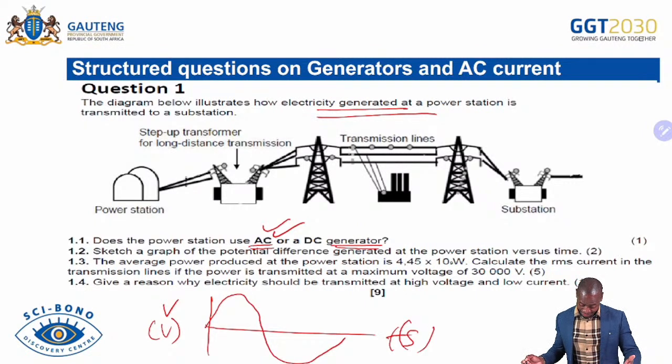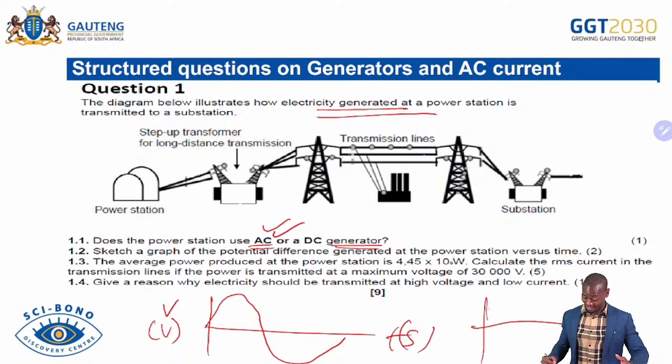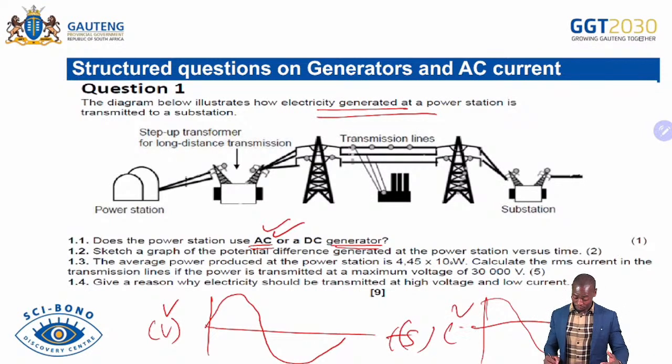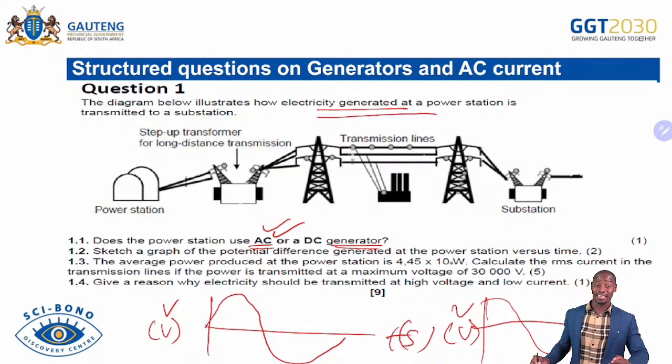Because they didn't indicate how many full turns we need to show, you can just draw, as long as it is a graph of potential difference versus time and the potential difference alternates, that will be correct. Whether your graph is like this, it doesn't matter. Then you will get a mark for that.